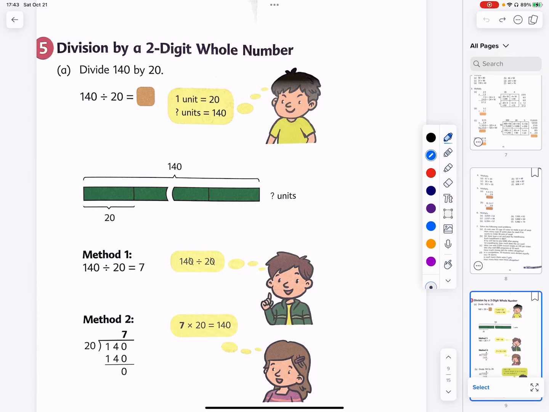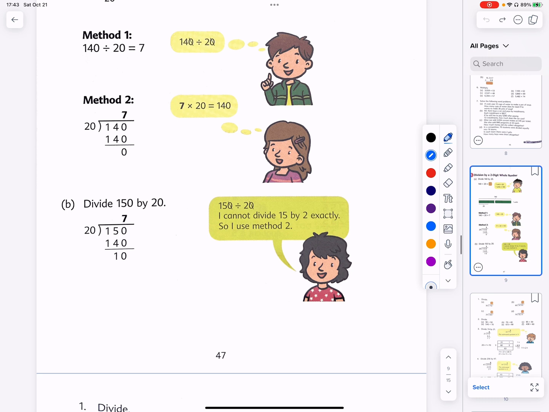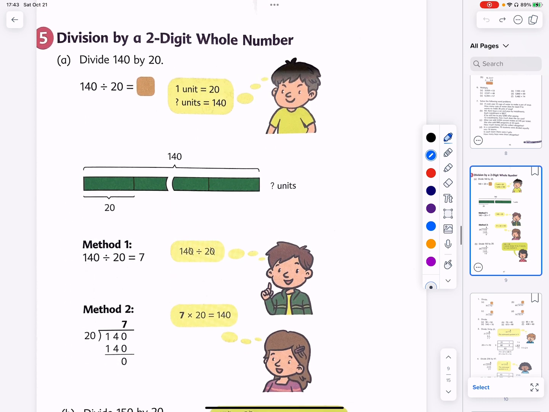Hello, the topic of today's lesson is division by two-digit numbers, whole numbers, of course. We are on page 47, division. Let's do some division today.